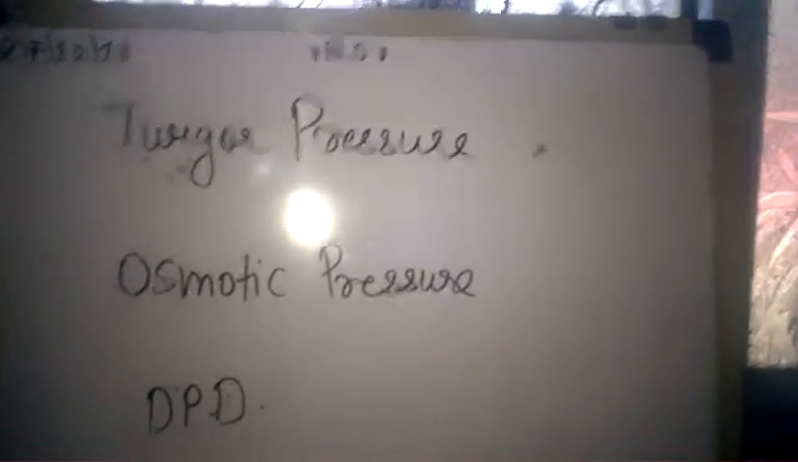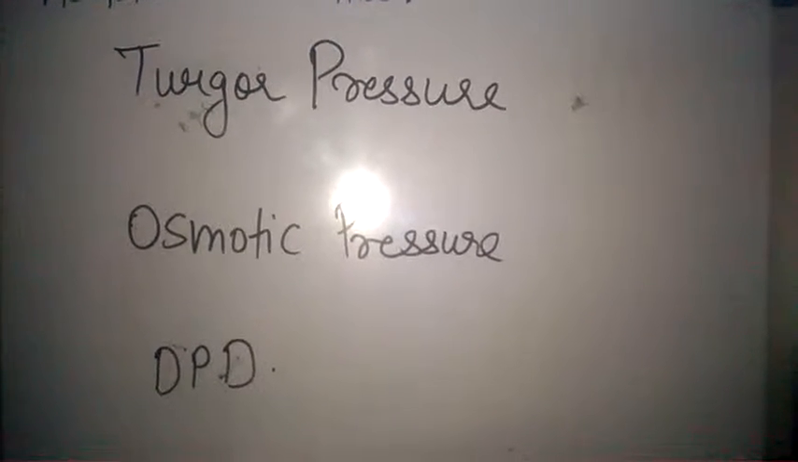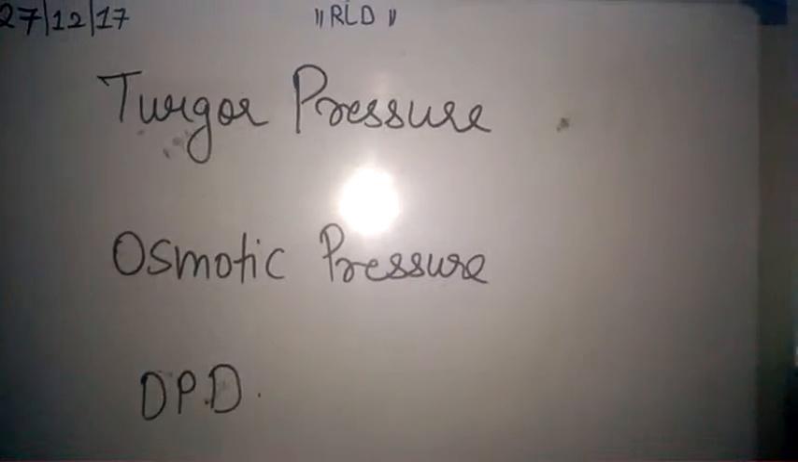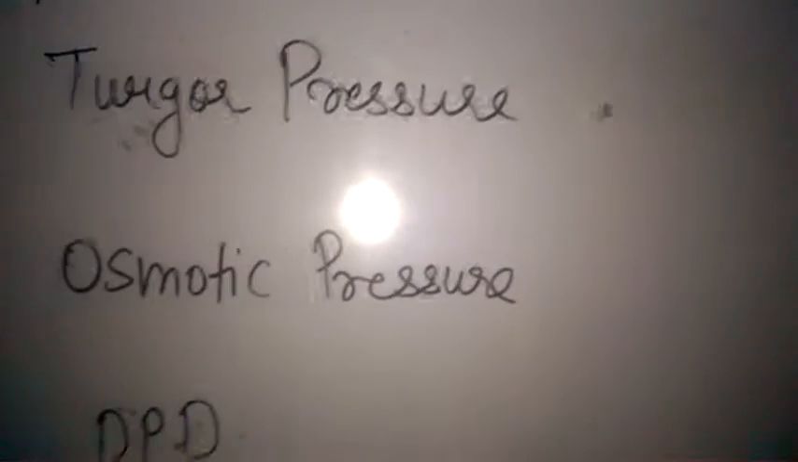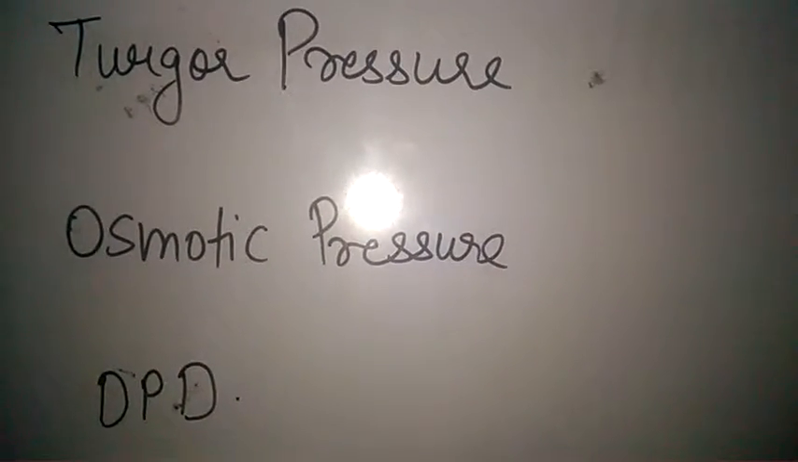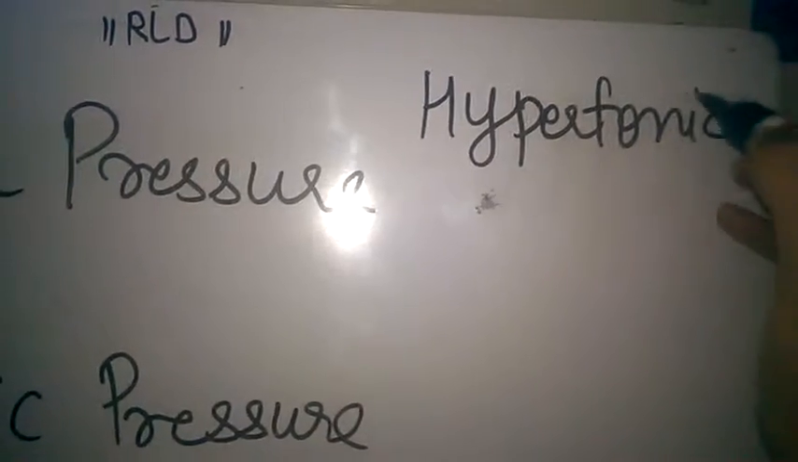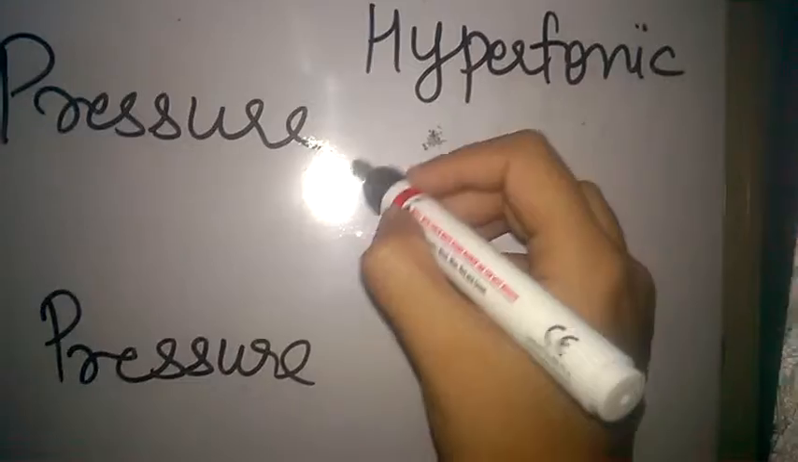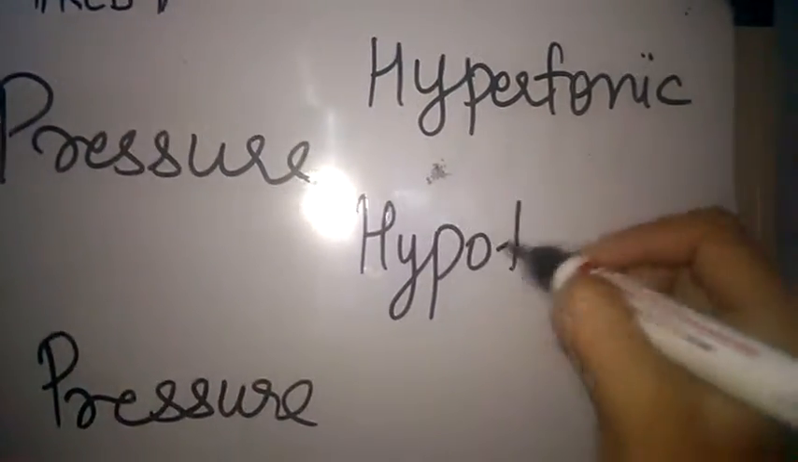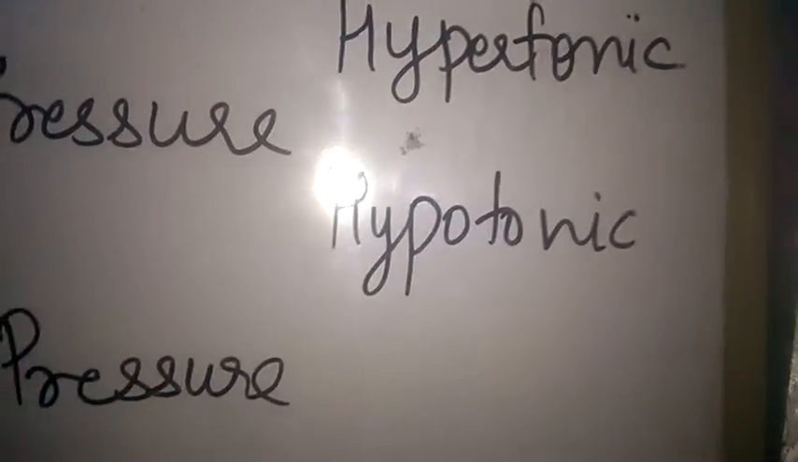Okay. Hello friends, today I will be teaching you about Turgor pressure, osmotic pressure and diffusion pressure deficit. So first of all you need to understand what is meant by hypertonic solution and hypotonic solution. A hypertonic solution is the one whose concentration is very high as compared to the surrounding environment. Okay. A hypotonic solution is the one whose concentration is less as compared to the surrounding environment.